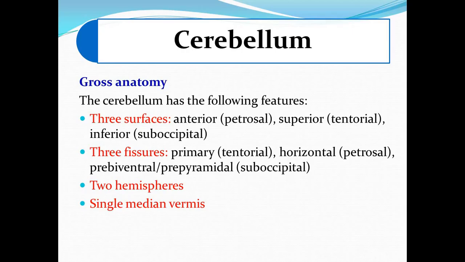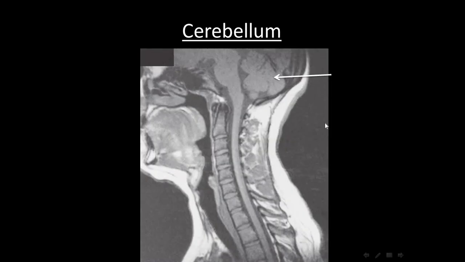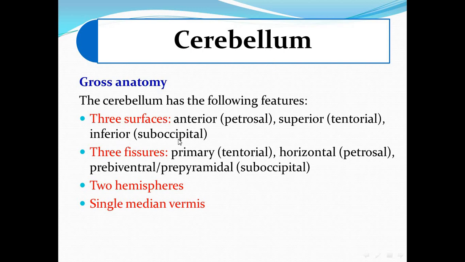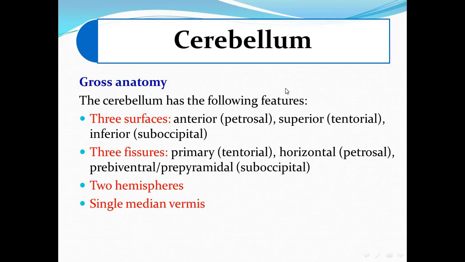The gross anatomy of cerebellum has many specific features. There are 3 surfaces of the cerebellum. The anterior surface, that is the surface that faces the petrous bone. So it's also called the petrosal surface. The superior surface, we already saw this one in the previous image. That's the tentorial surface, the surface that faces the tentorium cerebelli. And the inferior surface, this is the suboccipital surface, the surface that is just beneath the occipital bone.